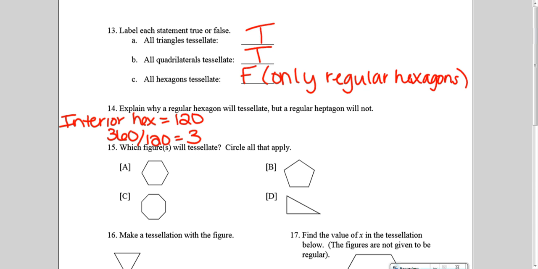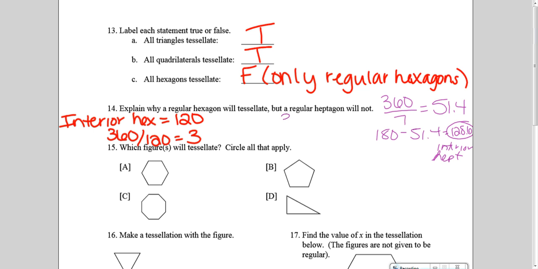Because as long as we have a whole number when we divide 360 by our interior angle measure, we are golden. We tessellate. So let's check our heptagon. We haven't done the heptagon interior angle, so let's do it now. 360 divided by 7 to get our exterior angle, which is 51.4. So 180 minus 51.4, you have 128.6 degrees. So that's our interior angle of the heptagon.